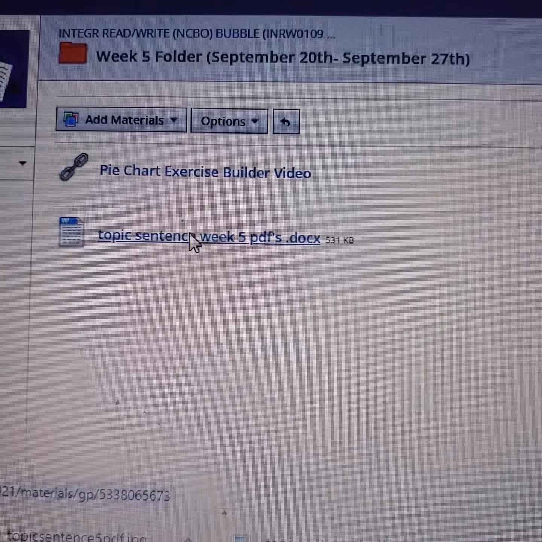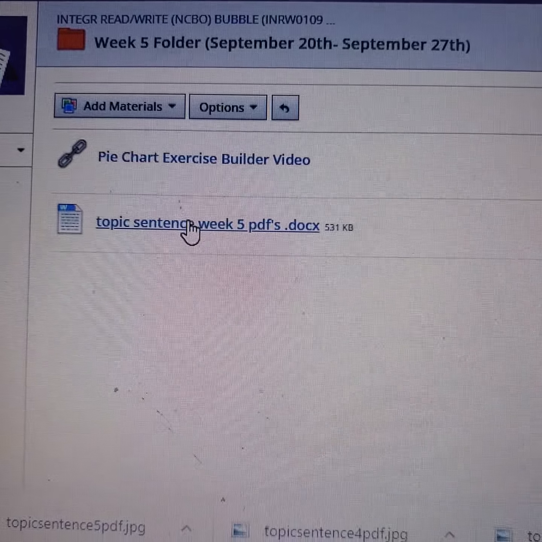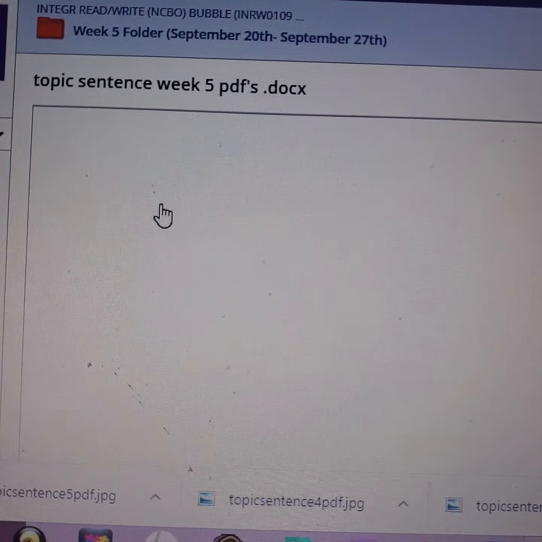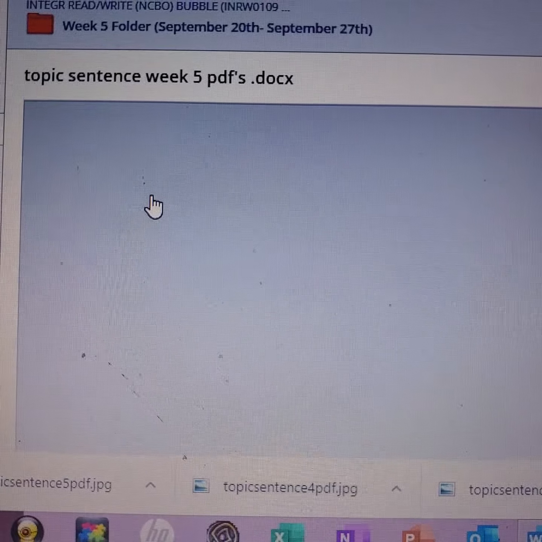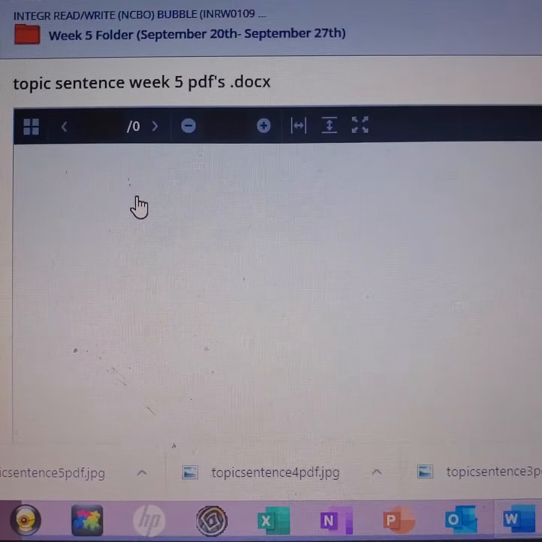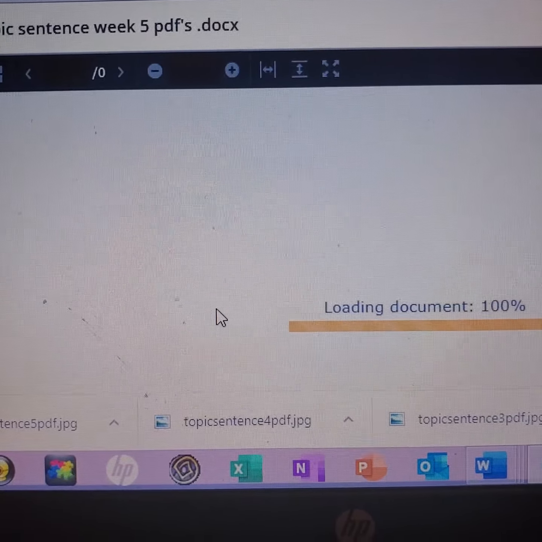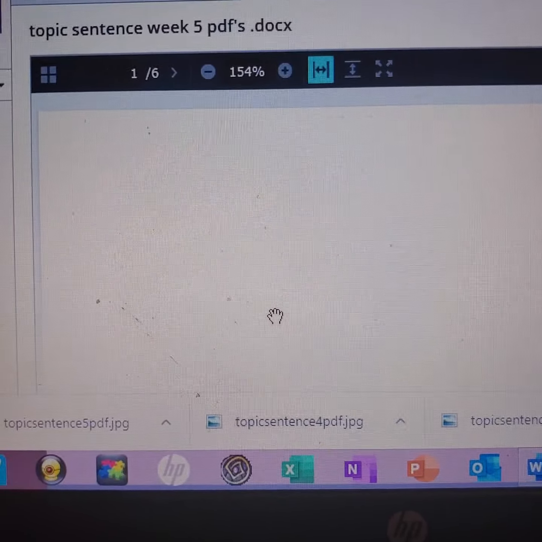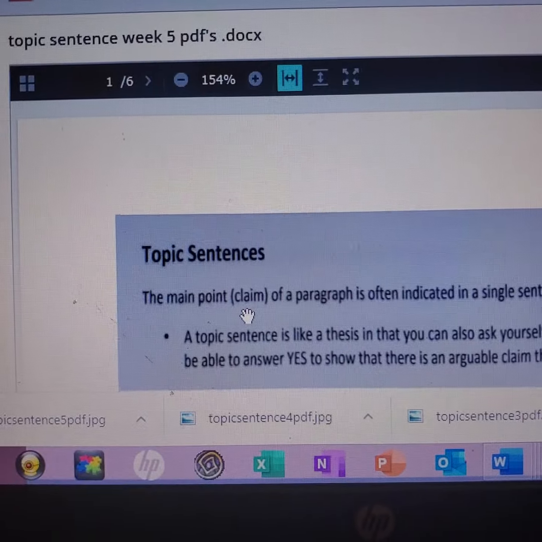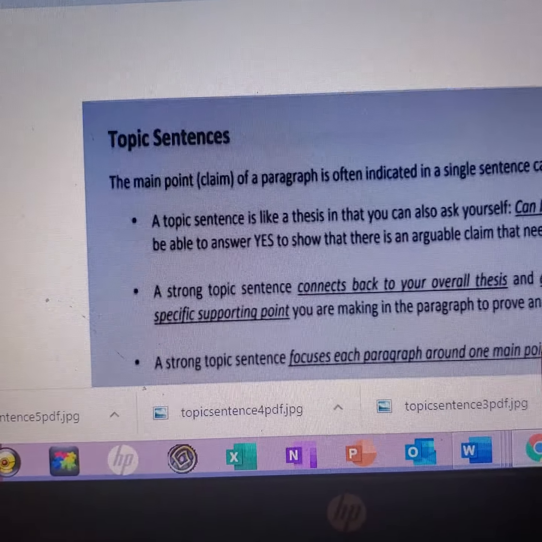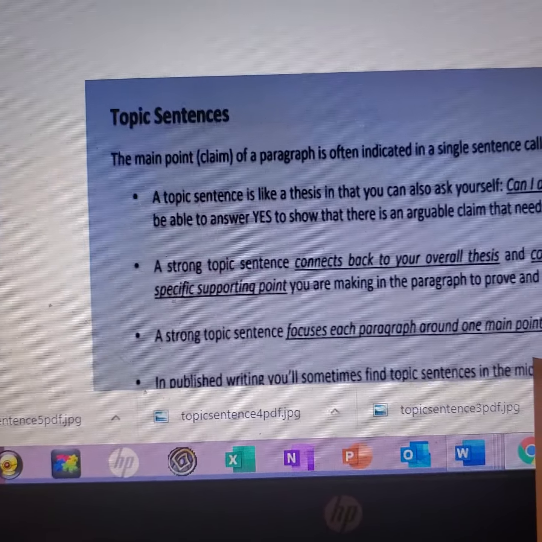So when you open this, it says topic sentences week 5 PDFs. It should open up a window or an actual representation of the PDFs that we have already gone over in class. What we've gone over in class, as you notice, it's loading the document, are a couple of PDFs that kind of help you into working into an essay. Since we're not working on an essay right now, we're actually building those roadblocks to it.